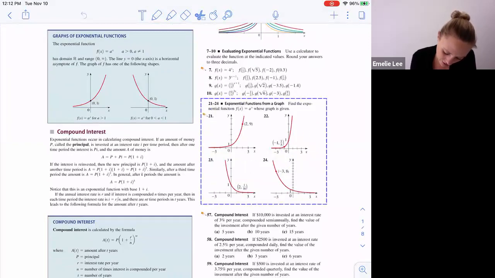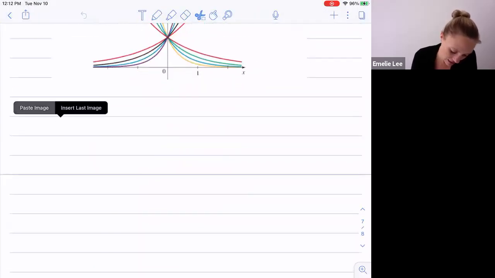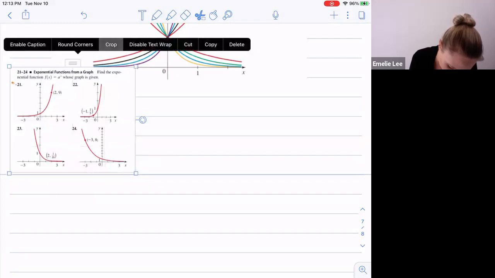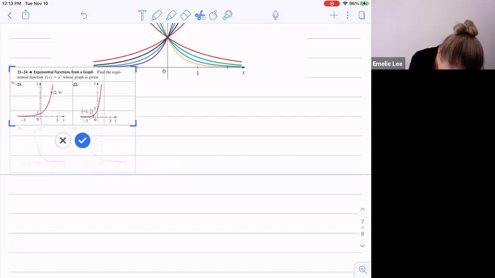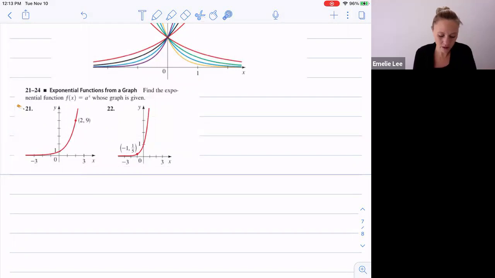I want to do one of these because it might come in handy. I'm just going to crop, so I can have it on this page here. We're going to do 21. Okay, find the exponential function f of x equals a to the x whose graph is given.